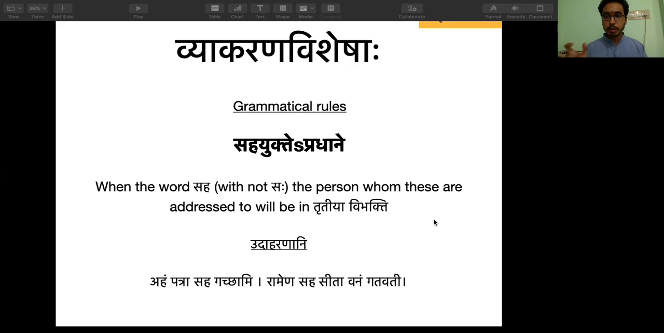Again, gatavan, gatavati. Remember, that is tavatu pratyaya. Since you're talking about Sita in the sentence given on the screen, Sita gatavati, she went, you should use Strilinga. But if I change this order, Rama went to the forest along with Sita, since Rama is the person who is going, it will become Gatavan. Ramah Sitaya saha vanam gatavan. So don't get confused. Keep one thing in mind and learn that properly. So this is Sahayukte Pradhani, a very commonly asked question. When Saha is used in the sentence, then the person along with whom you are going, that person will get Tritiya Vibhakti.